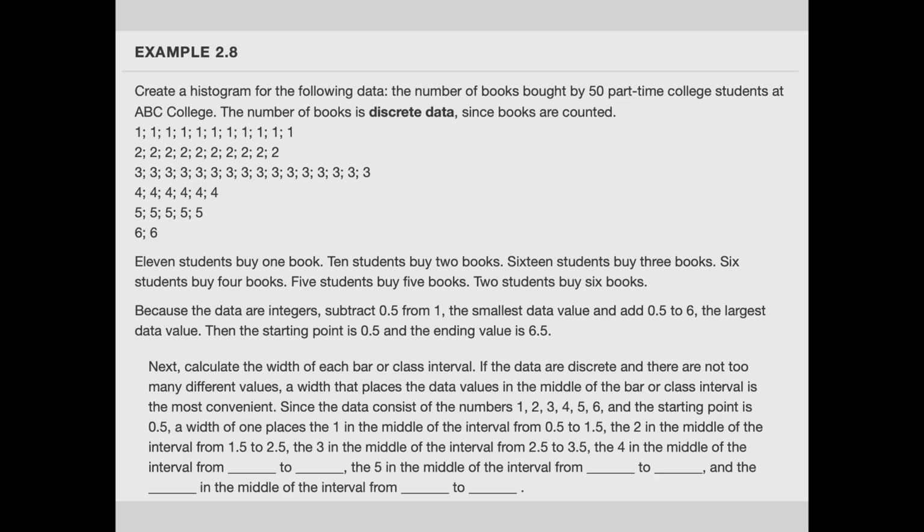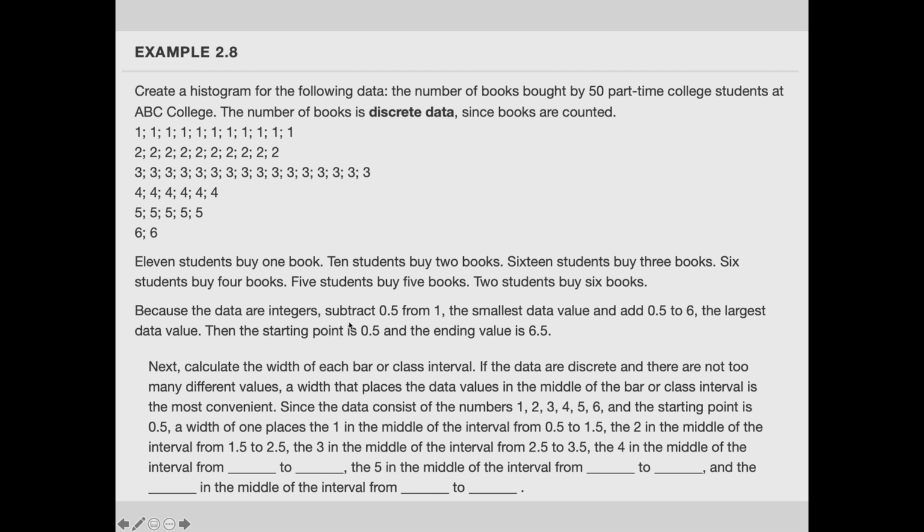So, this time, example 2.8. Create a histogram for the following data. You'll notice that the level of specificity here is only out to the ones place. So we wouldn't go to 0.95. That's out too far. 0.5 would be fine. Okay? 11 students buy 1 book, 10 students buy 2 books, 16 students buy 3 books, and so on and so forth through here.